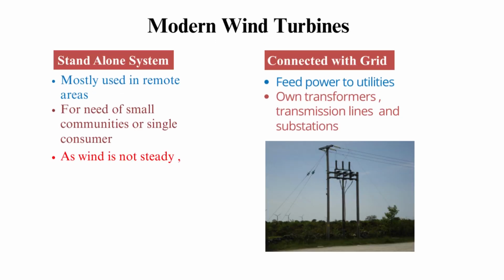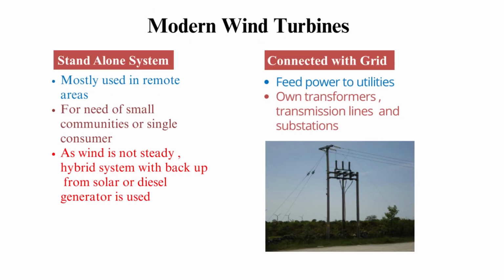Modern wind turbines, in case of stand-alone system, are mostly used in remote areas, for the needs of small communities or a single consumer. As wind is not steady, a hybrid system with backup from solar or diesel generator is used. In case of connection with the grid, they feed power to utilities, with their own transformers, transmission lines and substations.